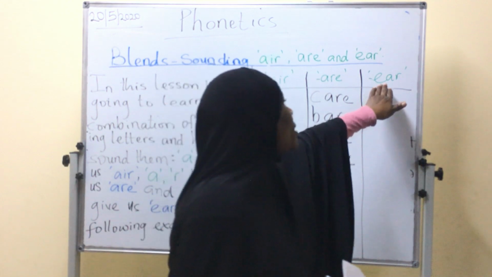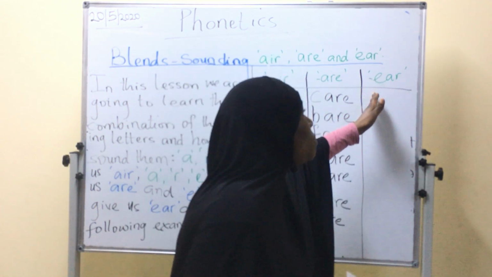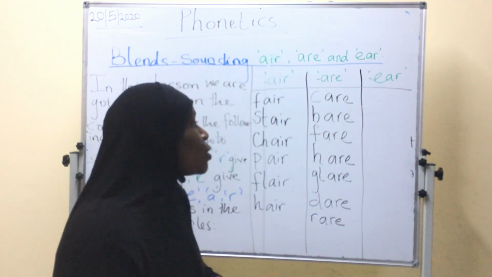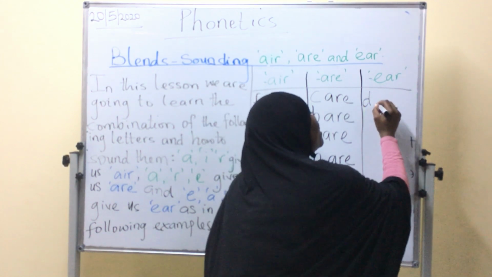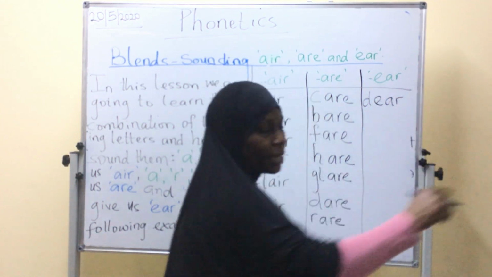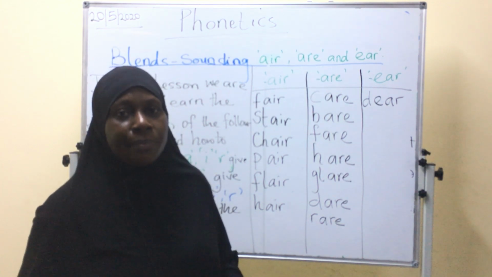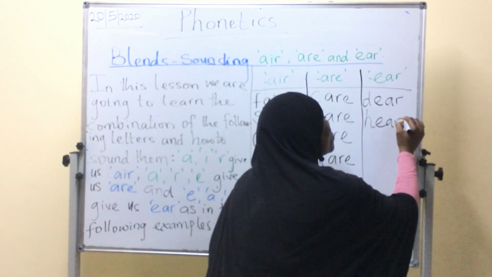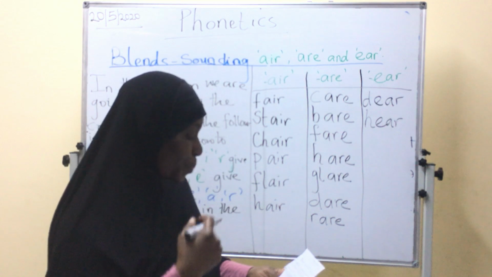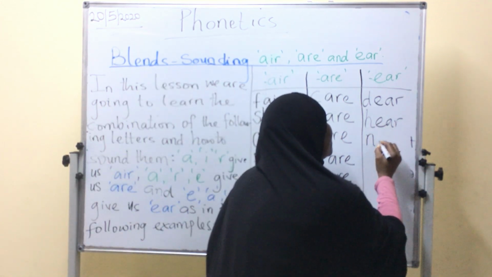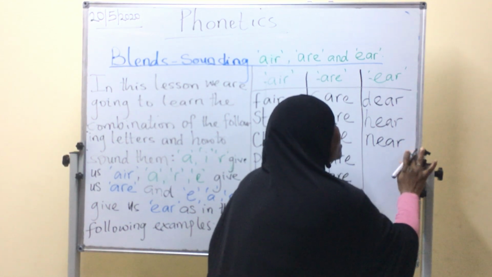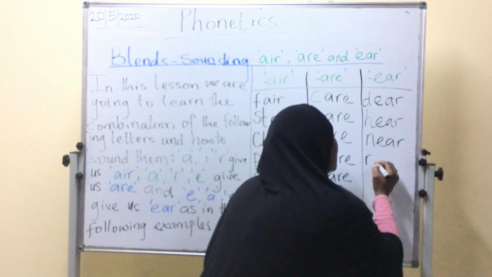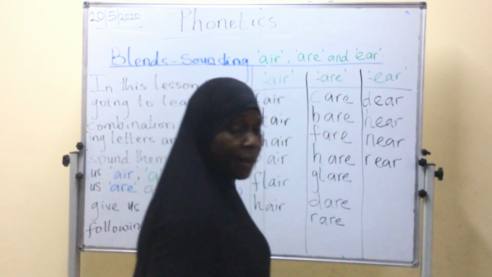So now, we already know that this sound is ear. We're going to put some letters to make it words. So we have the first one, D plus ear, dear, dear mama. Then h plus ear gives us here. The next one, we have n plus ear gives us near. And we have another one here, r plus ear gives us rear.